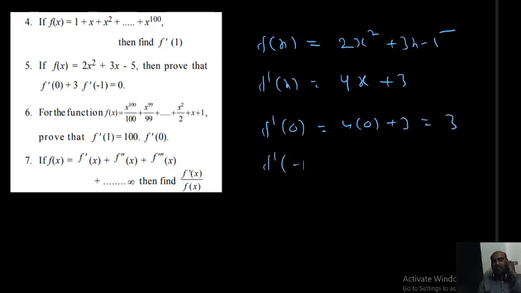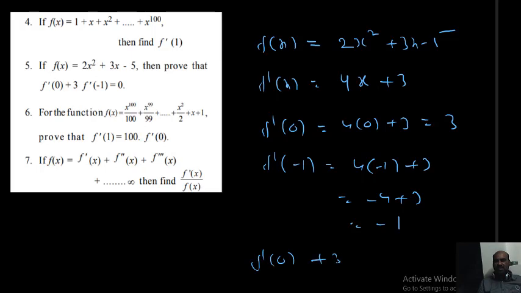f'(-1). So 4 times minus 1 plus 3, that is equal to minus 4 plus 3, that is equal to minus 1. So what do you want? f'(0) plus 3 times f'(-1). f'(0) is 3 only, plus 3 times minus 1. That is equal to 3 minus 3, that is equal to 0.